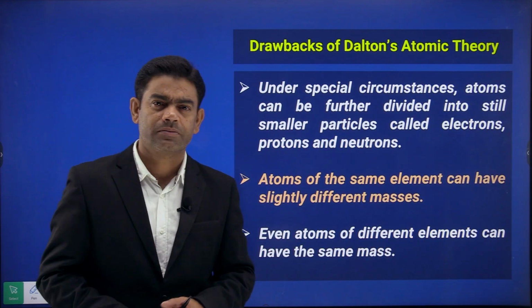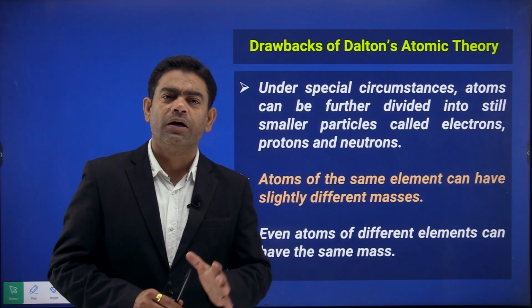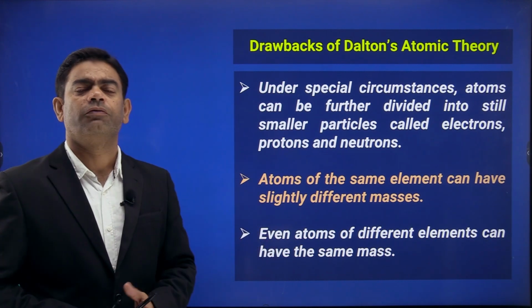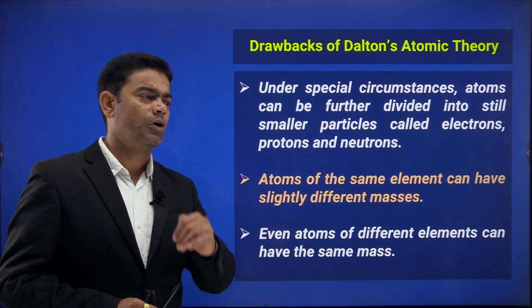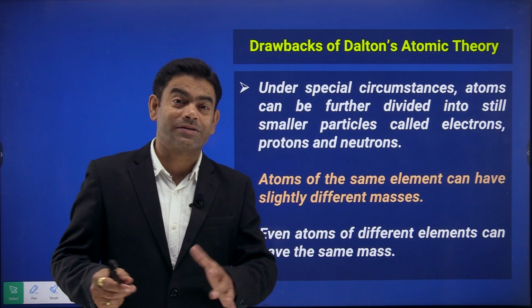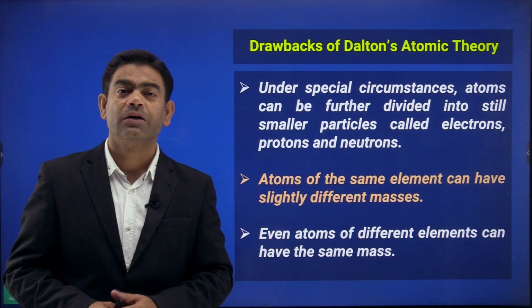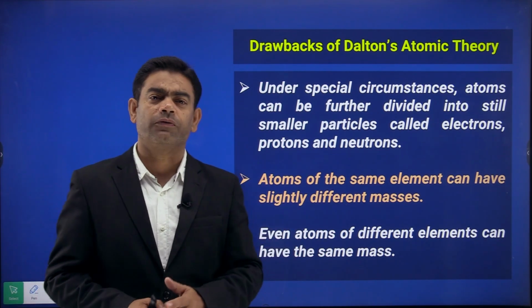There were some drawbacks. Jab bhi koi formulas banate hain, there are people who object also, kehte hain, we are still not satisfied, there is something else in that. So, here also there were some drawbacks of this theory.